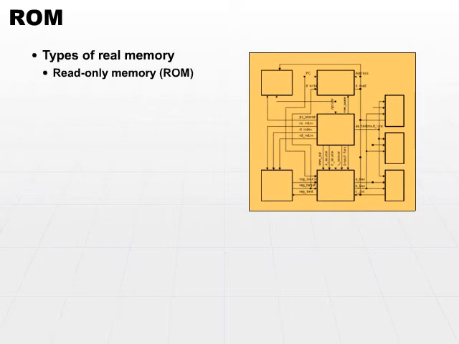The other type of main memory, or real memory, is read-only memory, or ROM. Now, we're comfortable with many different types of read-only memory. True read-only memory is memory that is burned in or actually put on a chip at the manufacturing location. One type of read-only memory is where we would store the lowest level instructions that would never, ever change. Now, keep in mind, true read-only memory can never be changed.